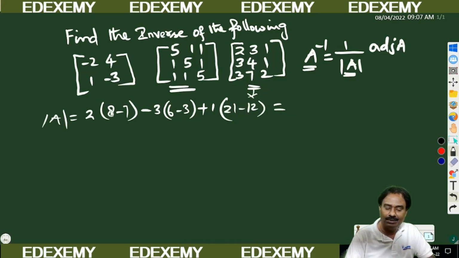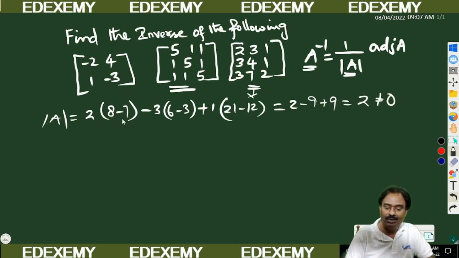Now 8 minus 7 is 1. 1 into 2 is 2. Now here 6 minus 3 is 3. 3 into 3 is minus 9. Now 21 minus 12 is equal to 9. Therefore plus 9. Plus 9 and minus 9 will get cancelled. We will get 2, which is not equal to 0.